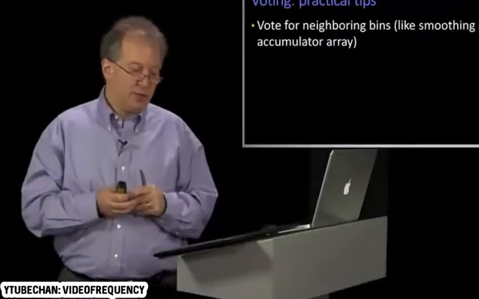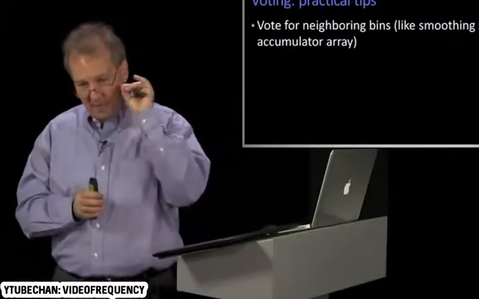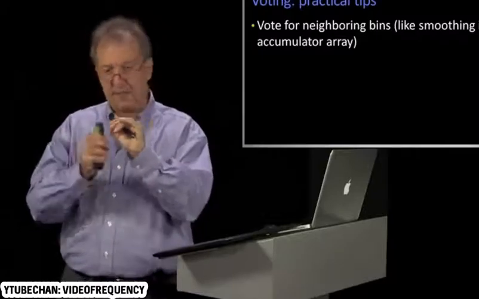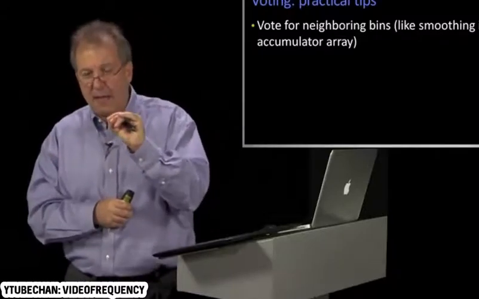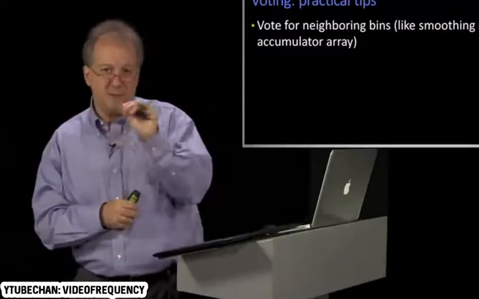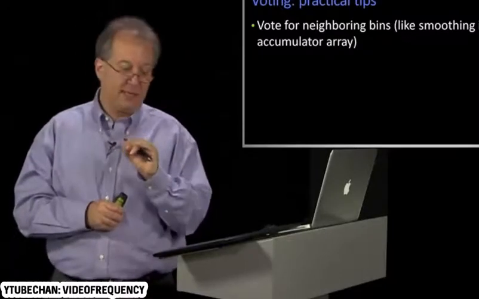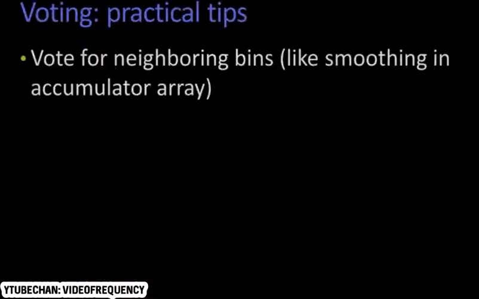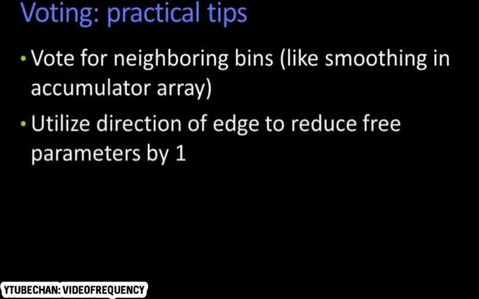There are other things you can do. You can say, well, I'm going to take my point and vote for the bin, but maybe I'll also vote for bins nearby, because maybe I'm not exactly where I need to be. It's a little bit like smoothing in the accumulator array. That actually can help. Using the gradient or the edge direction reduces the degrees of freedom of your voting by 1, and sometimes that's very useful.